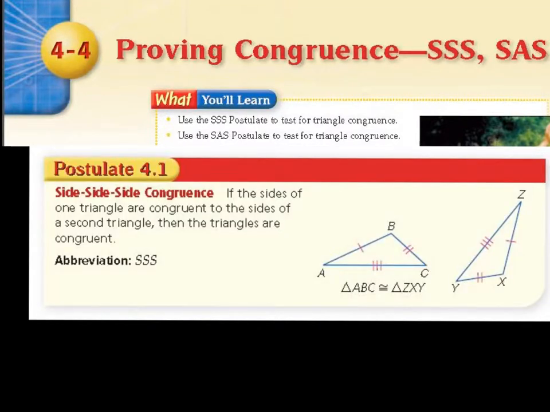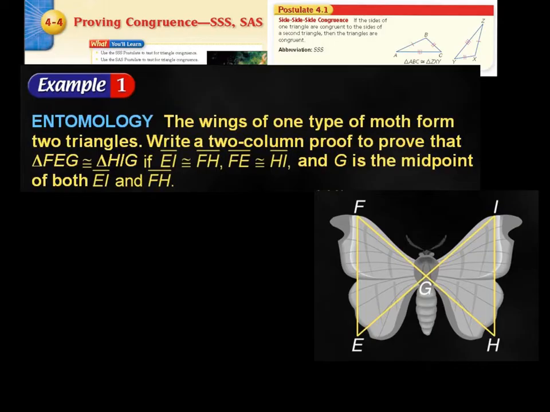Postulates, again, are accepted without proof, and you can see why on this one because it's pretty obvious. If the sides of one triangle are congruent to the sides of a second triangle, then the triangles are congruent, and that's abbreviated SSS. They're using the tick marks: 1 and 1, so side AB is congruent to XZ. 2 ticks, so BC is congruent to YX, and 3 and 3, so AC is congruent to YZ. So if the sides are all the same, they have to be the same shape.